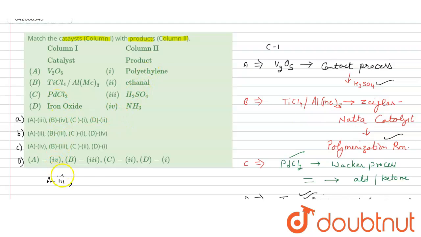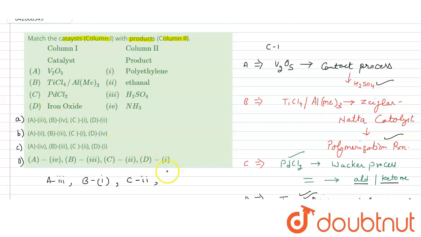So for B, I can write it is 1. B is matched with 1. And PdCl2 is used in the Wacker process, and in the Wacker process, alkene is converted into aldehyde and ketone. So here is ethanol, and ethanol is aldehyde. So I can say that C is related to second.